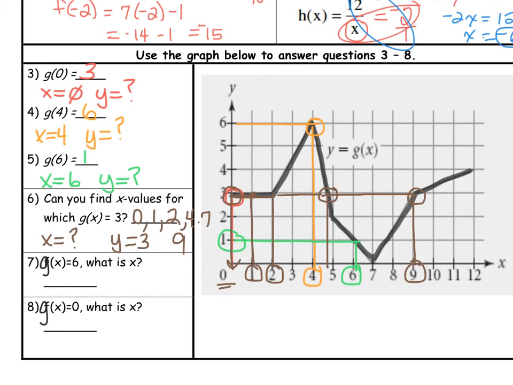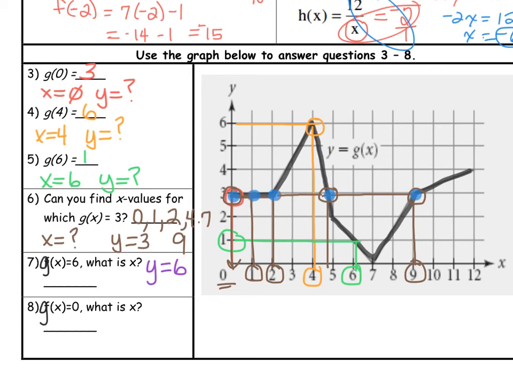So when y is 3, it hits the graph in several different places. It hits the graph here, here, here, here, here. It hits here at 4.7 and here at 9. So number 7 and 8, what is x? Whoops, sorry. What is x when y equals 6?